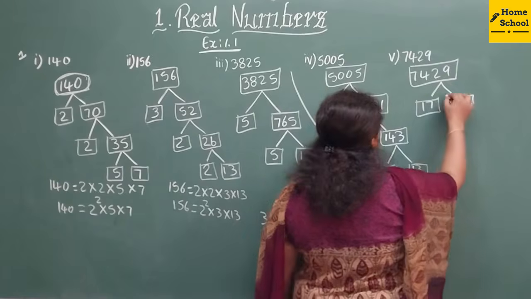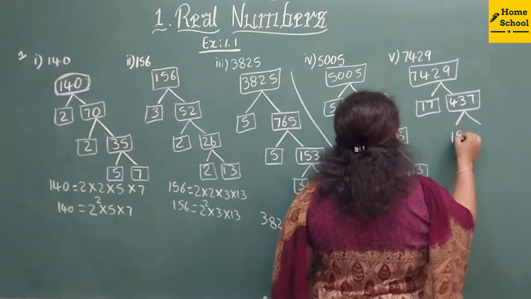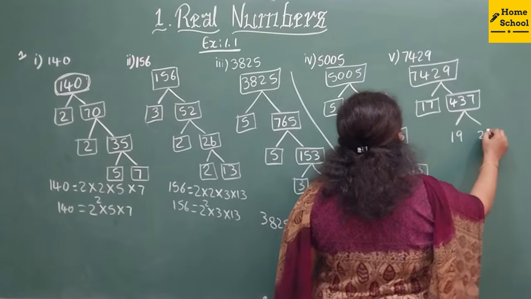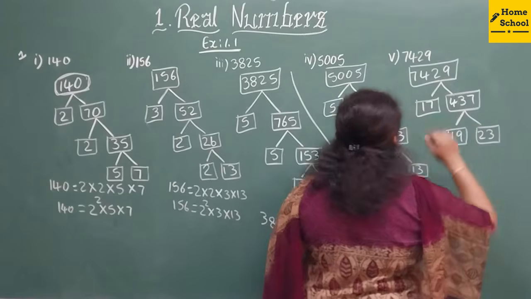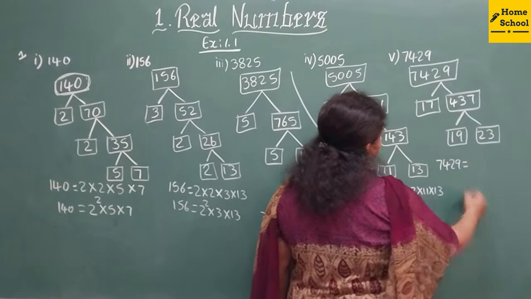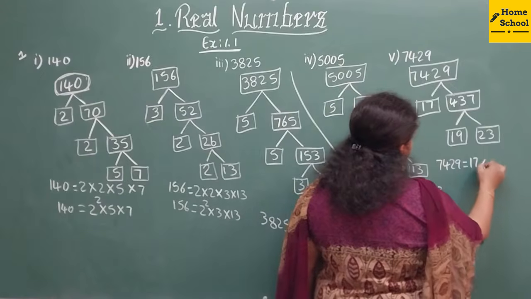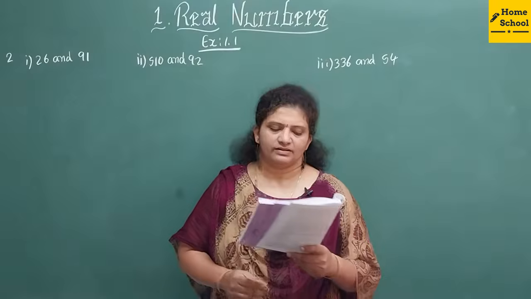So now 437, split it. This is 19 twos are and threes are. That is 19, 23s are. Therefore finally 7429 can be written as 17 into 19 into 23.